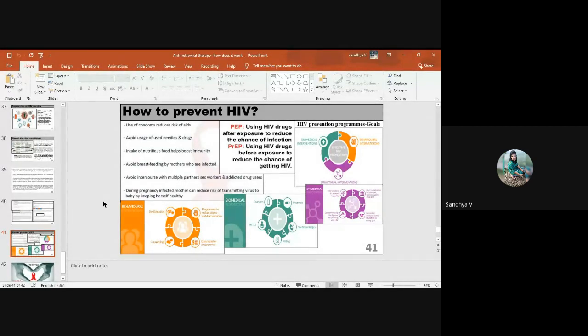And there are some HIV prevention programs conducted by NACO and WHO, and they have goals like biomedical interventions, behavioral interventions, and structural interventions. They will focus on how to create awareness in people who don't have knowledge about HIV, and they will give counseling. Even for people who get HIV, they have to get education, and they will create awareness and do counseling for people who get infected by HIV.